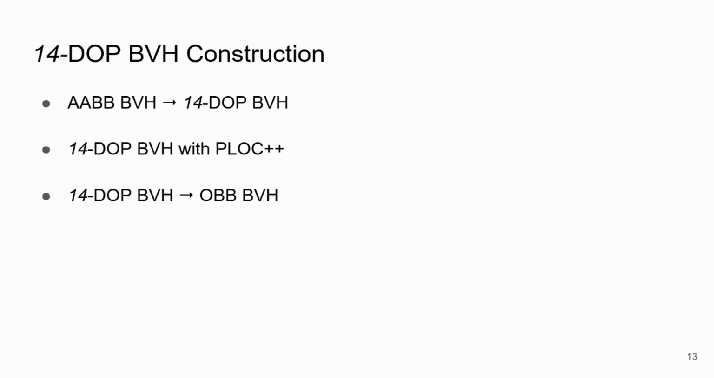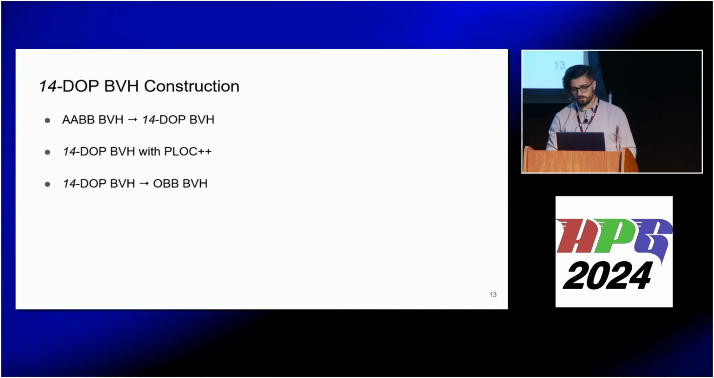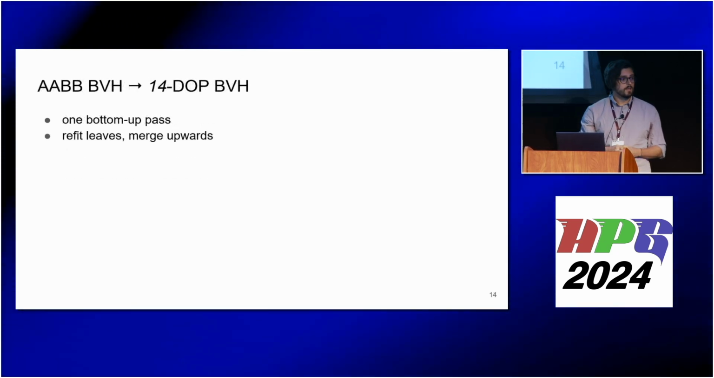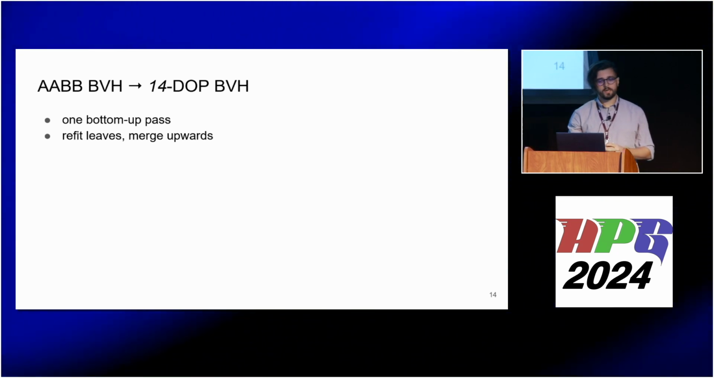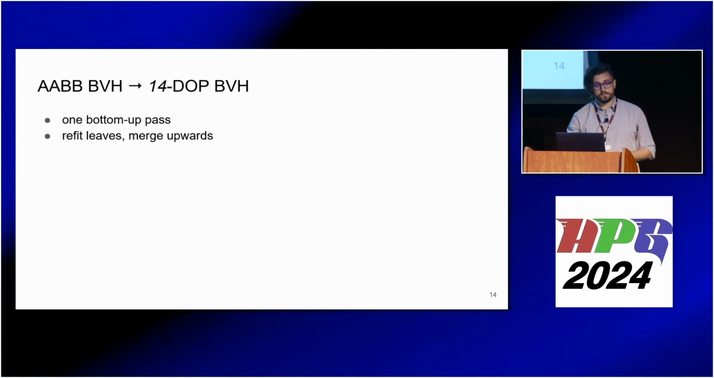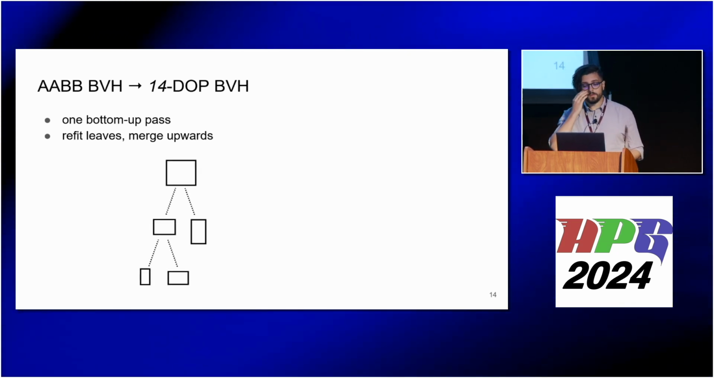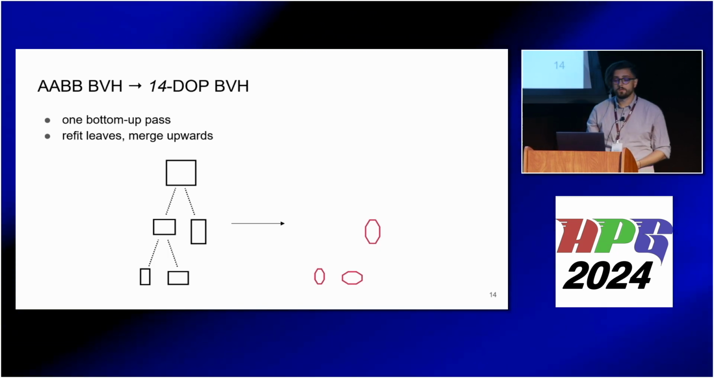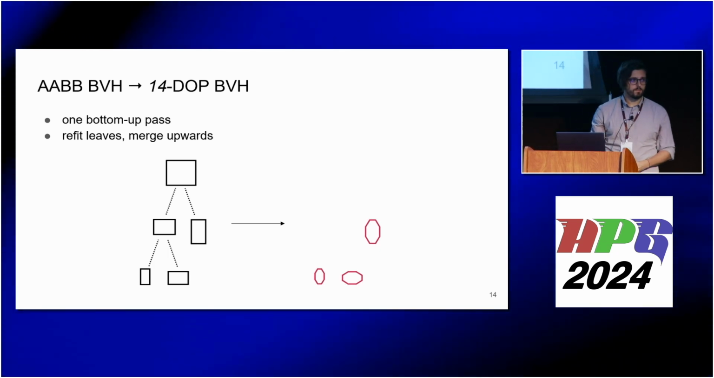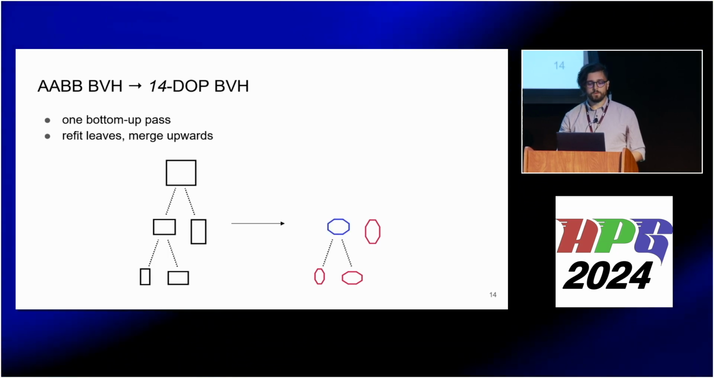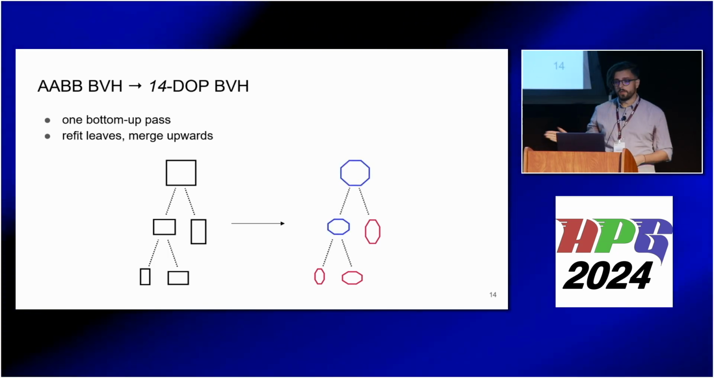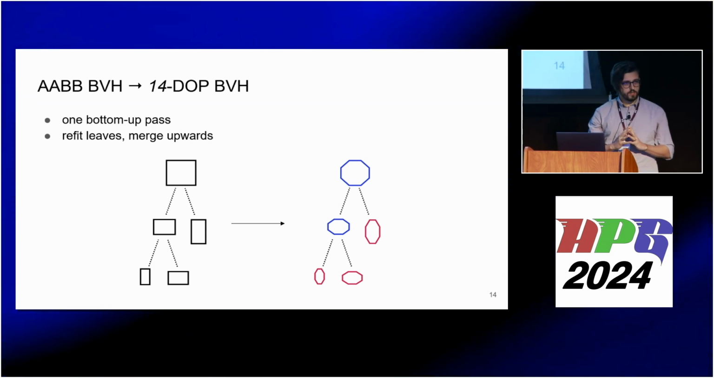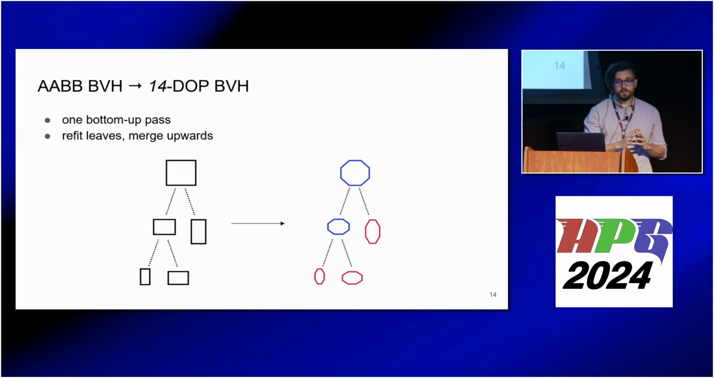In our paper, we propose 3 methods for BVH construction with 14-DOPs, and I will go through them one by one. The simplest one is a transformation of an existing AABB hierarchy to a new 14-DOP hierarchy. This can be done in one bottom-up pass, which is actually quite simple. So imagine we have an existing hierarchy. We start by fitting 14-DOPs to its leaf nodes, and proceed to merge upwards until we reach the root of the hierarchy. And we end up with a hierarchy of 14-DOPs with the topology of the tree optimized by the previous builder, likely for the AABBs.